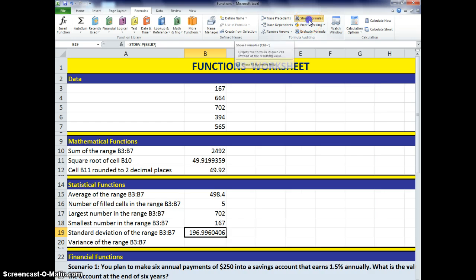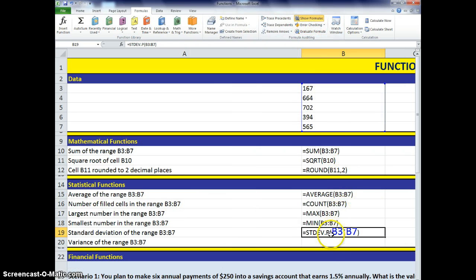I'm going to pause a minute and let you see the functions, see the formulas. See, I have sum, square root, round, average, count, max, min, most from B3 to B7, standard deviation. The only difference is that with rounding, I just had to use B11, which is right there in 2 places. But all of them have the name of the function, parentheses, and the range, B3 to B7. All right, I'm going to move away from showing those formulas by just clicking Show Formulas.